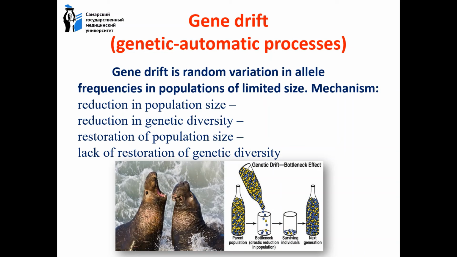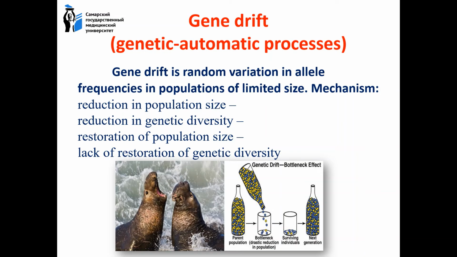In certain climatic, biological, ecological situations, a reduction in population size occurs, with a reduction in genetic diversity, then restoration of population size, but lack of restoration of genetic diversity. It is called the bottleneck effect. The number of individuals in a population is drastically reduced under the action of some factors. So the number and diversity of genotypes are reduced. Thus, only certain genotypes of surviving individuals are present in the next generation.